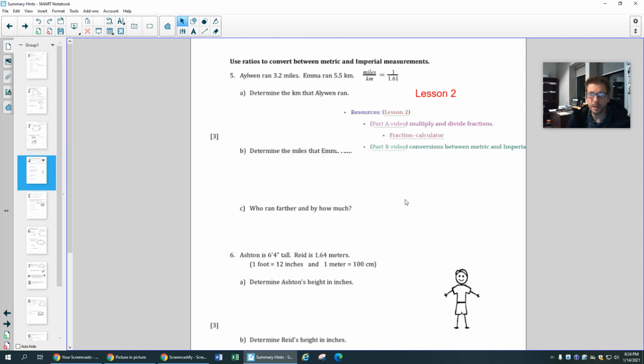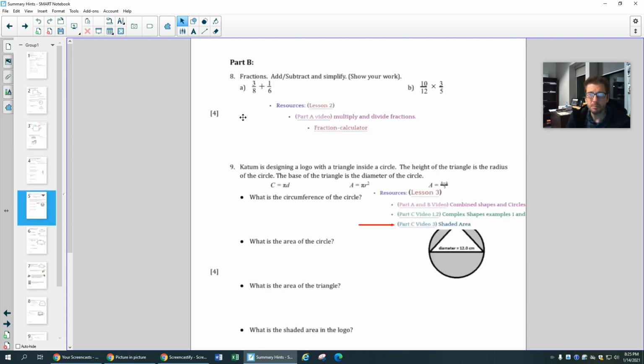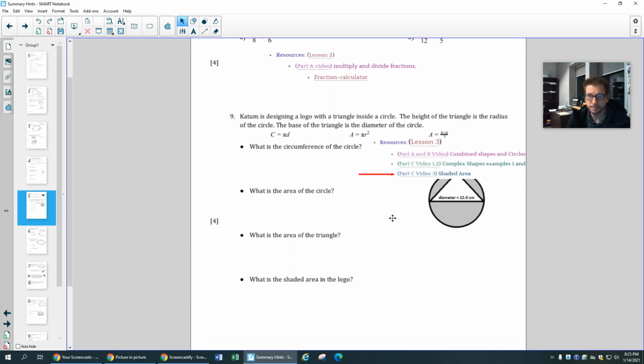And then when we talk about distances ran, miles and kilometers, or heights, comparing inches to meters, that again goes back to lesson 2 about conversion between metric and imperial. So maybe watch those, check the answer key, or watch the videos there. And then part B, again, we're back to fractions. So back to lesson 2, you've got your fraction calculator, plus there are some notes on multiplying and dividing.